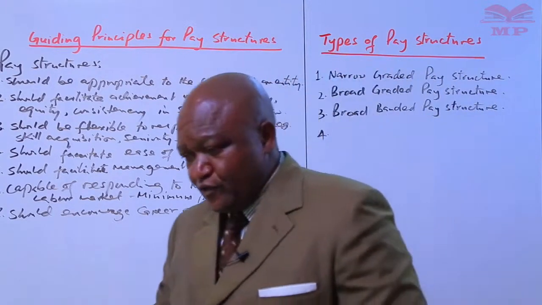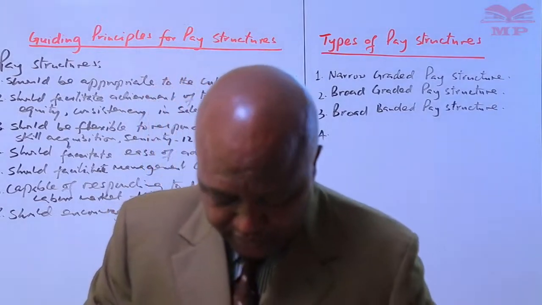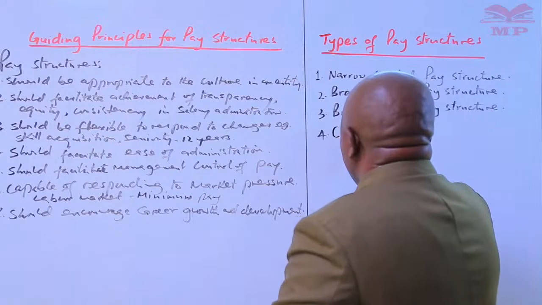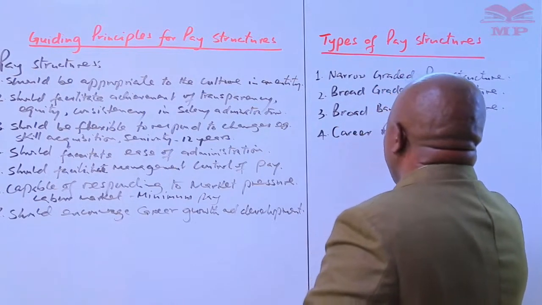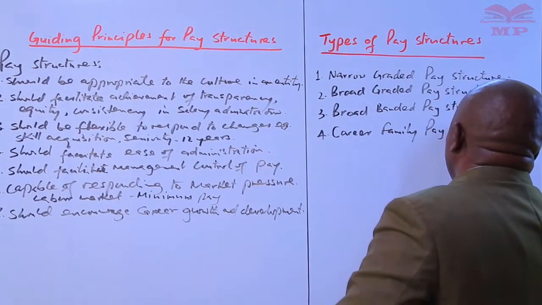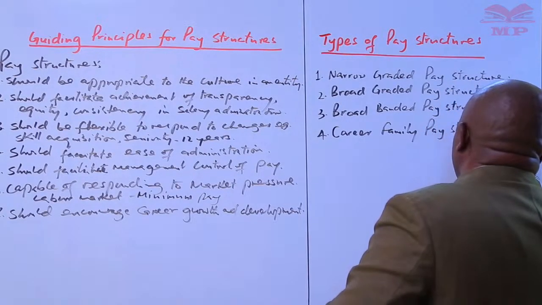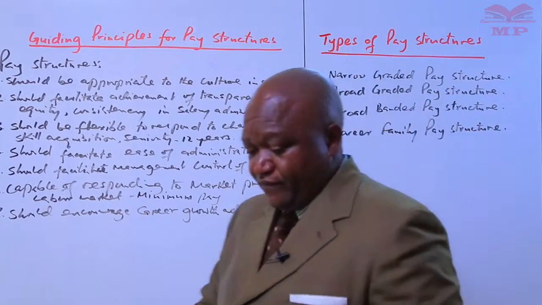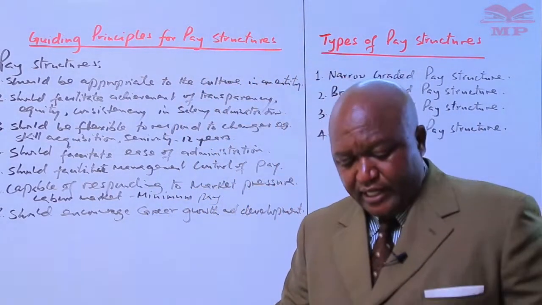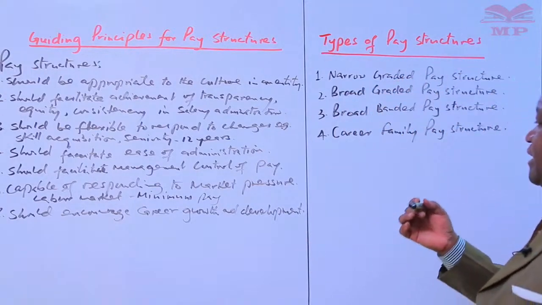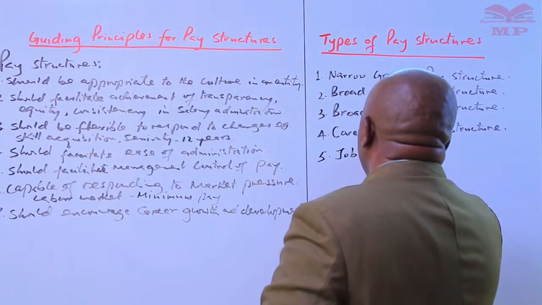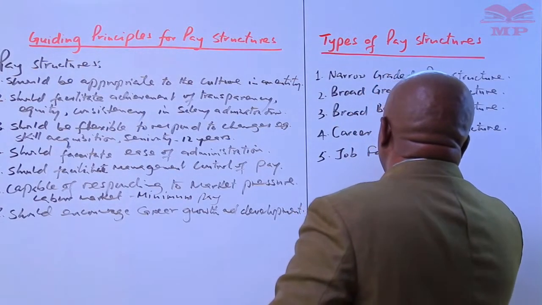And then number 4, apart from those 3 structures, you have a career family pay structure. So you have a career family pay structure, and another organization can maybe use that. Then you have a job family pay structure.